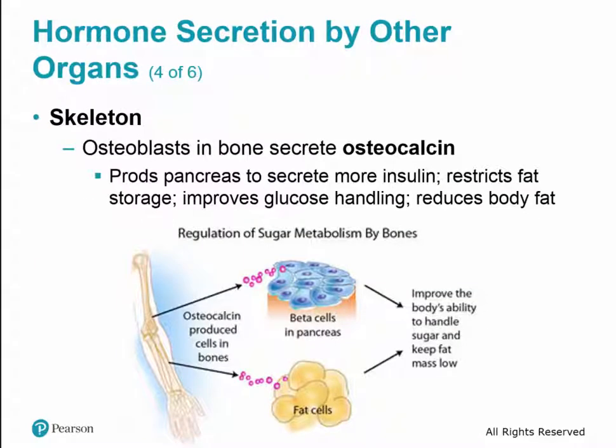The skeleton, the bones, can also secrete a hormone. Osteoblasts in bone are going to secrete osteocalcin. Osteocalcin helps to stimulate the pancreas to secrete more insulin. It helps to restrict fat storage, improve glucose handling, and helps to reduce body fat.